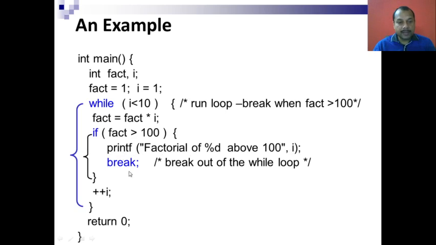Rather it will break from the loop, and which loop? That is the while loop. So after executing this break statement, it will come out from this while loop, that is the control will go from here to here, and the next statement it will be executing is return 0. That way it will complete the execution of the program.